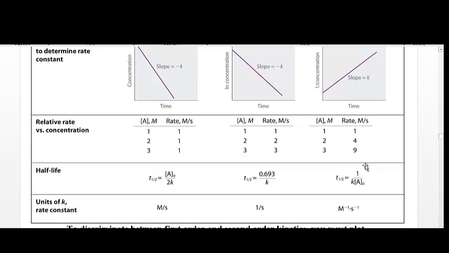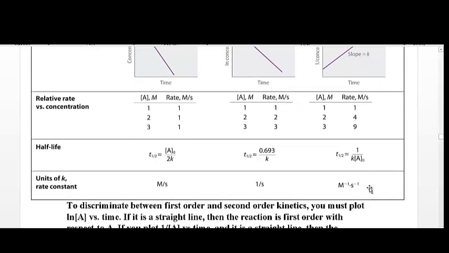4 squared is 16. The half-life for a reaction that undergoes second-order decay is 1 over k times the initial concentration of A. And then the units. Units are going to be different. So the k units are going to be different: 1 over M·s versus 1 over s versus M over s.